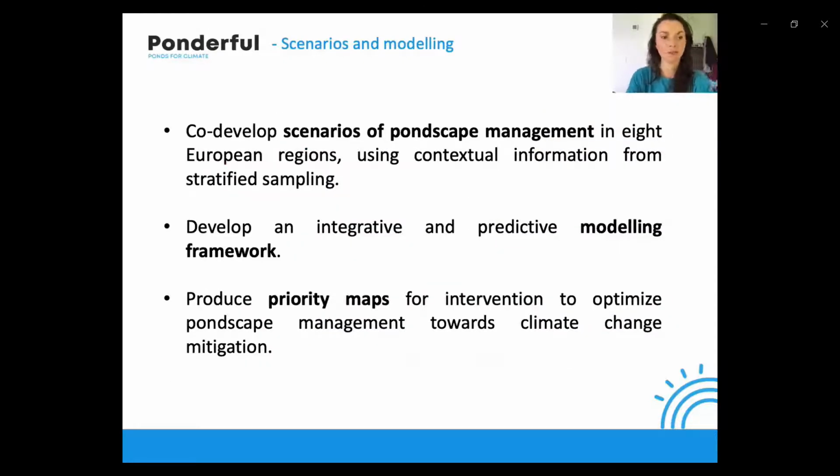So the objective 2 will be focused on develop the scenarios of ponds management across the European region using the conceptual information from the stratified sampling, but also the information collected from the database that we have already. Also, it will develop the integrative and predictive modeling framework. And with all of the information, it will produce the priority maps for intervention to optimize pondscape management in terms of ponds that will be more effective for the future climate change.